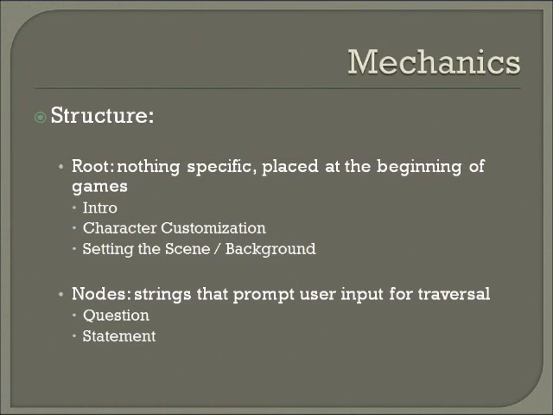The structure or mechanics of the dialog tree contain most things that binary search trees have. They have a root, which is placed at the beginning of games. Normally this is for an introduction to the game, character customization, or setting the scene and background. They also contain nodes, and nodes are strings that prompt the user input. They can be questions or statements and require a response for traversal.